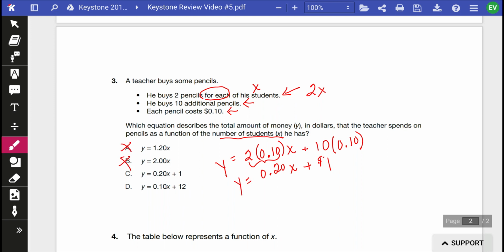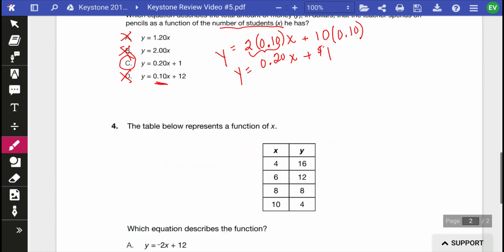Since he buys 2 pencils per student, that means that C is the correct answer. D is not the correct answer because that looks like he's only buying 1 pencil per student. Okay, so make sure that when you're asked things like this, decide what you're looking for. So why is the amount of money? So we've got to incorporate that 10 cents per pencil in.